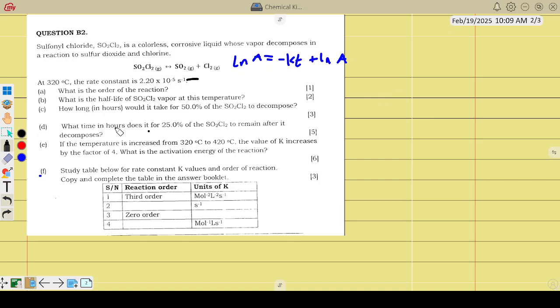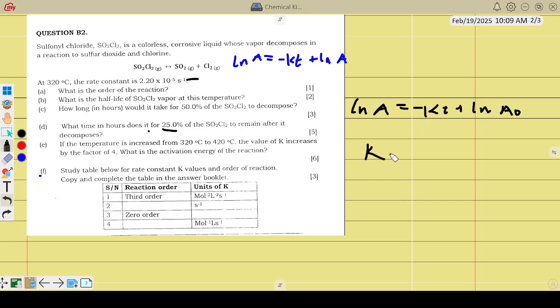They were like, what time does it take for 25% to remain? So this is what will remain, meaning 75% has already gone. So here we don't subtract, because they want us to calculate this percentage which remained. It's like they've subtracted for us in advance already. So we would say this same equation, and then we say ln A is equal to negative kt plus ln A naught. Then they want us to find the time.